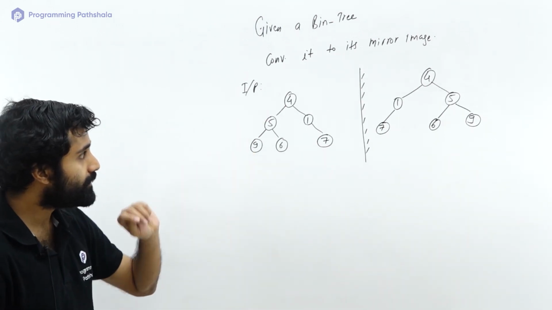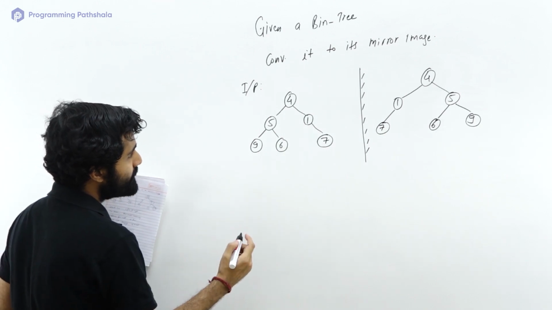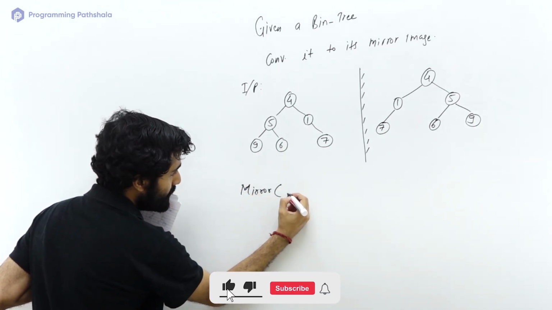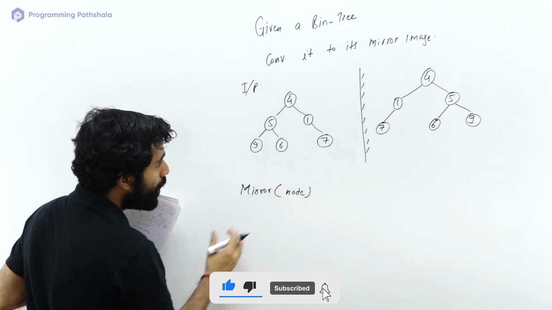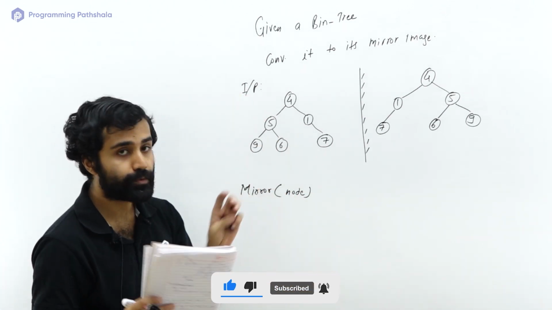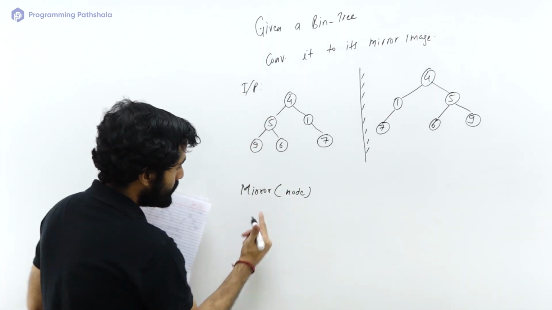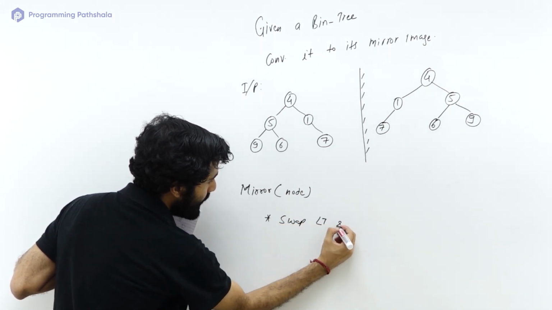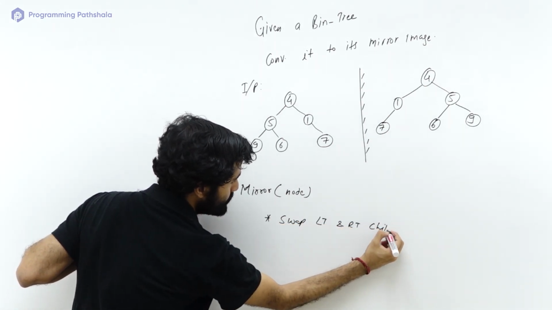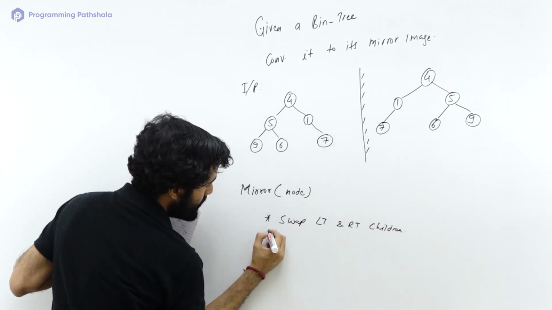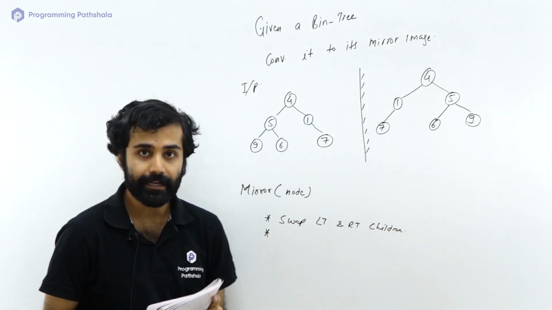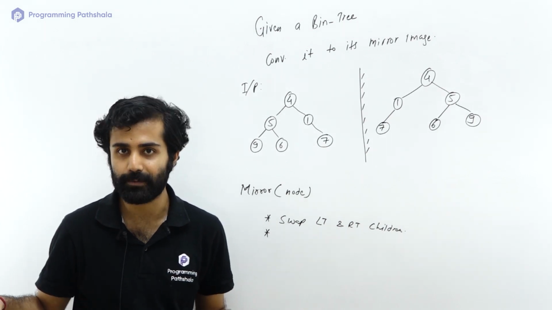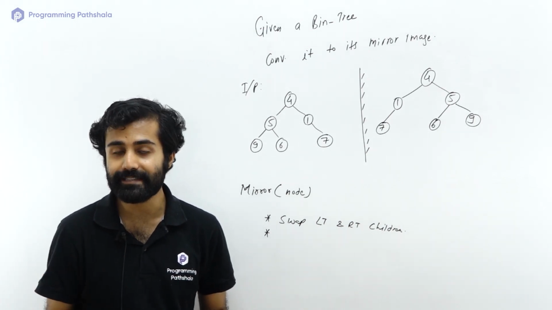Now here the flow of the code can be imagined in this manner. Let's say you write a function called mirror. This function takes a node of a tree whose mirror image it is trying to construct. The first responsibility will be to swap the left and right children. That will be the first thing. But the game is not over yet, because now I need to repeat the same process for all the other remaining nodes. And how to do that in case of trees?